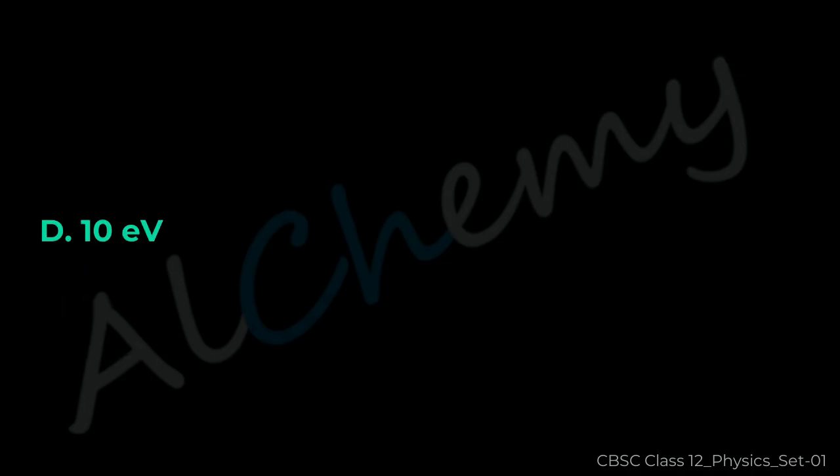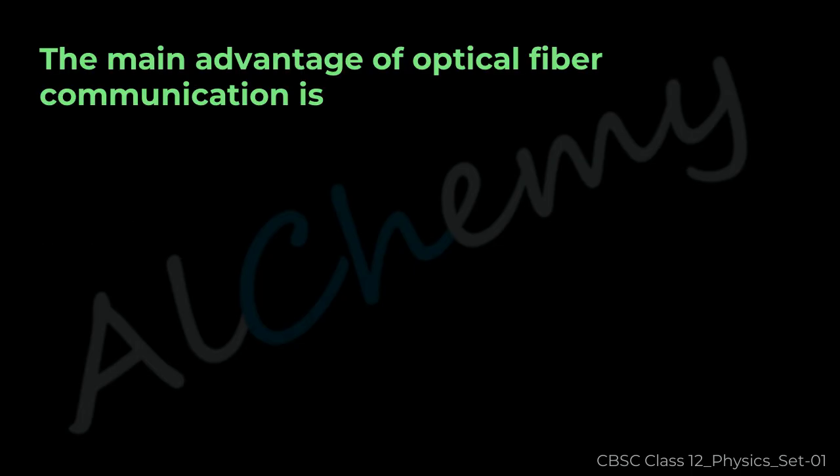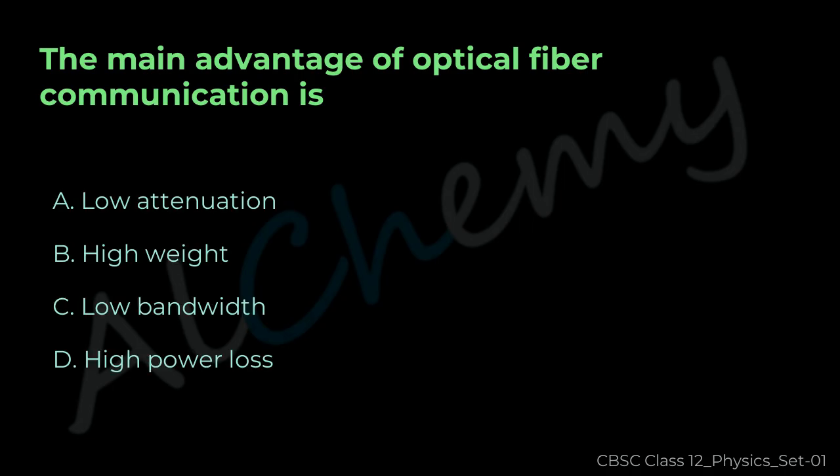The correct answer is D. 10 eV. Question 40. The main advantage of optical fiber communication is A. Low attenuation, B. High weight, C. Low bandwidth, D. High power loss.